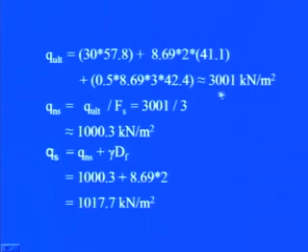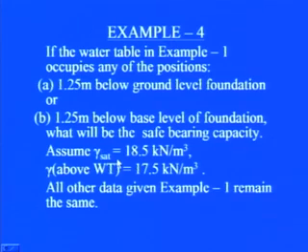Now, again, substituting all these values, we will find that the Q ultimate comes out to be 3001 kilonewton per meter square. Again, we find out Q net safe as Q ultimate by factor of safety, and Q safe as Q net safe plus gamma Df. So, in this manner, we can take into account the effect of water table.